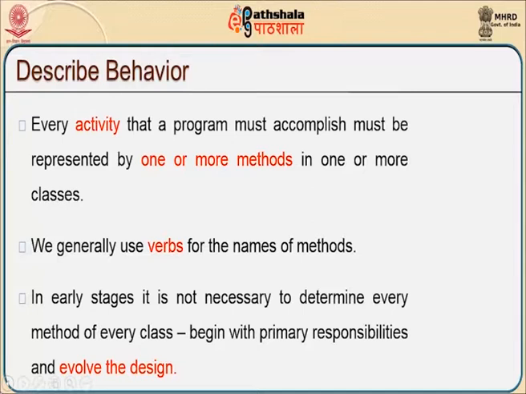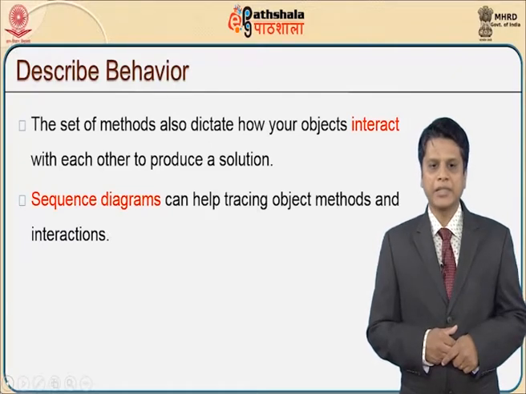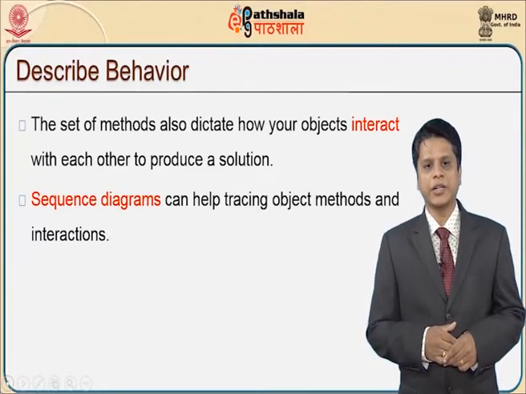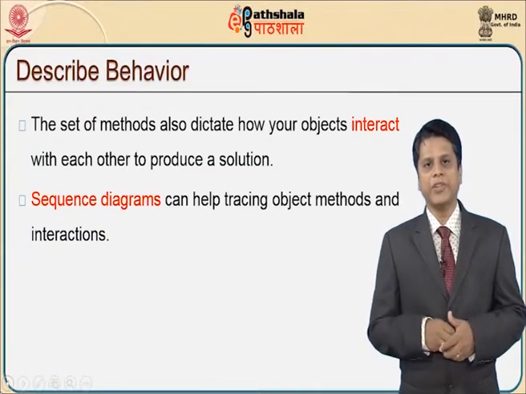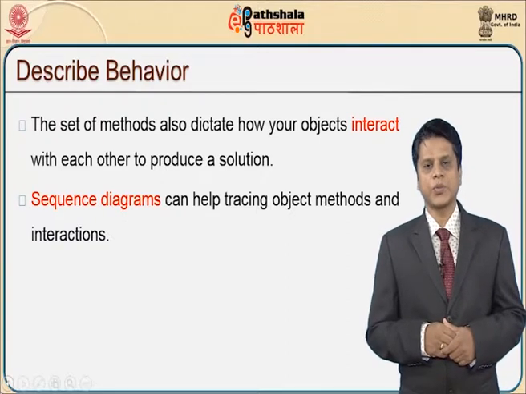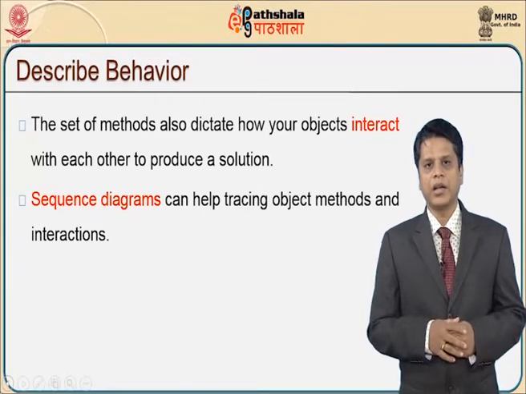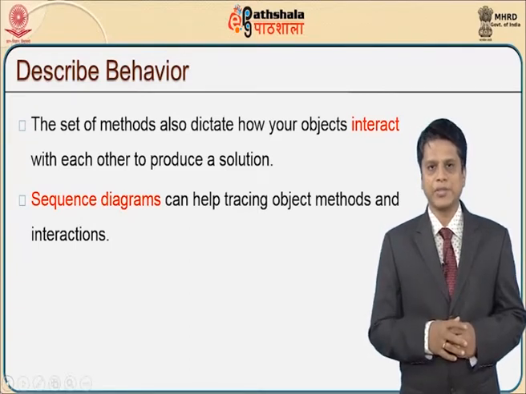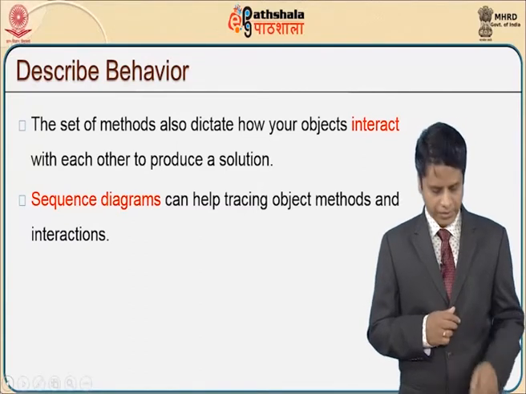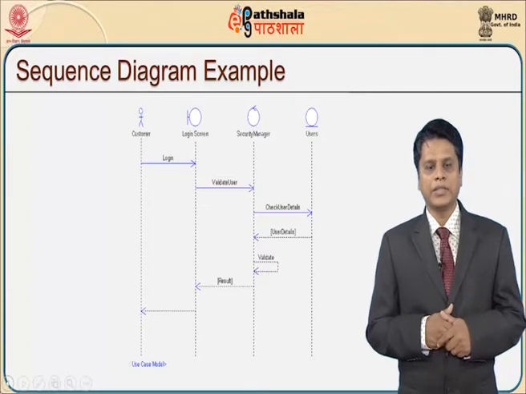In the beginning of the design phase, we may not be able to appropriately mention the primary responsibilities. We can start defining the design, but as time goes on, we may have to define the individual behavior and its responsibilities. The set of methods also dictates how your objects interact with each other to produce a solution. To define the exact behavior of this design, we draw sequence diagrams, which can help in tracing object methods and interactions. So between the functionalities defined, how each functionality interacts with the others can be tracked by drawing sequence diagrams. Consider this example. This is how we may define a sequence diagram.